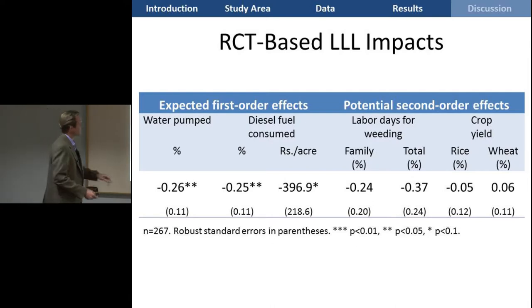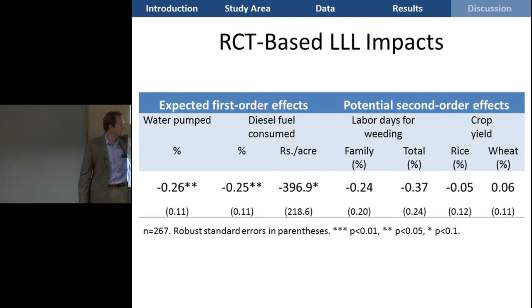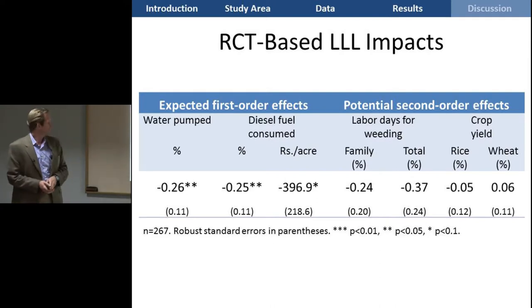We get directional effects on labor, right? But they're not significant. These are the standard errors. So they're not significant, but they're pushing in that direction. And then crop yield, this technology is actually a fairly nuanced technology for crop yield. So we don't pick up effects there.